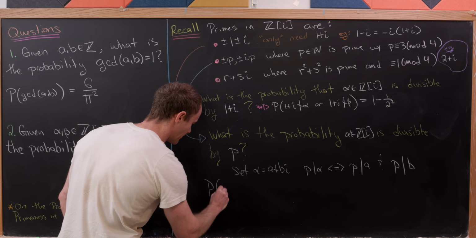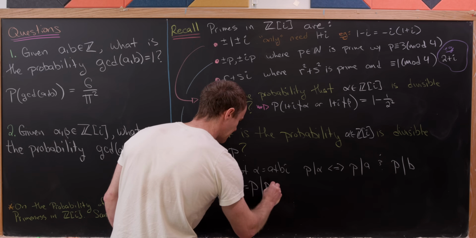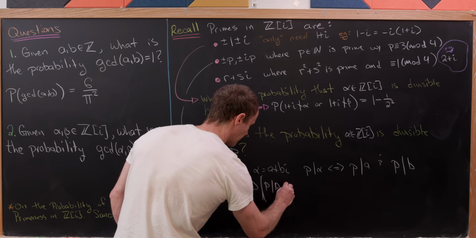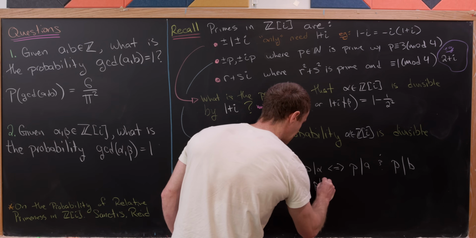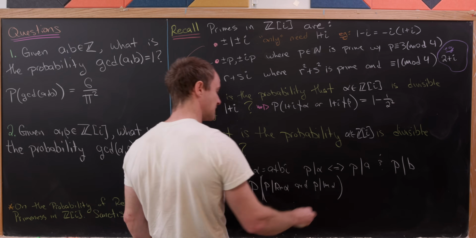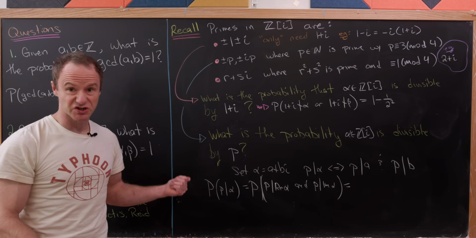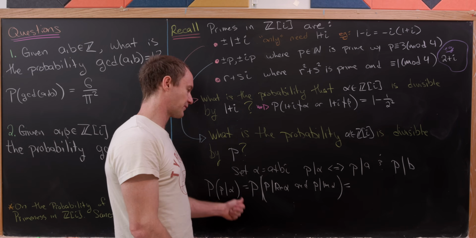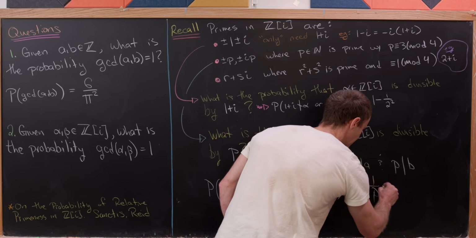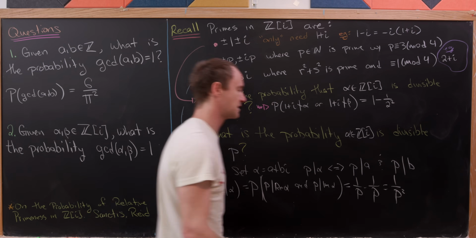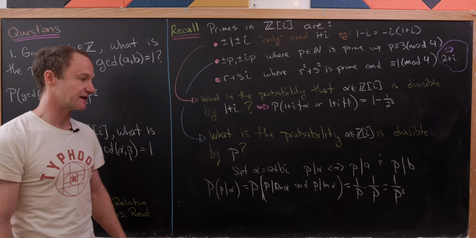That tells us that the probability that p divides alpha is going to be equal to the probability that p divides the real part of alpha and the probability that p divides the imaginary part of alpha. But of course, those are distinct events. So that means it's just the product of those two probabilities. But the probability that p divides the real part is 1 over p, times the probability that p divides the imaginary part is 1 over p. So that means the probability that p divides this Gaussian integer is 1 over p squared.